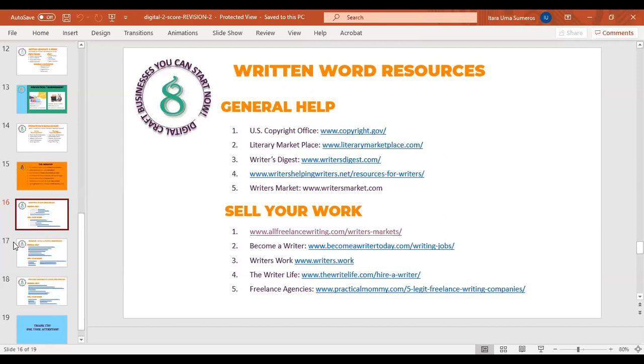Technical writing is very difficult to get into because usually you have to have like three years of technical writing experience.